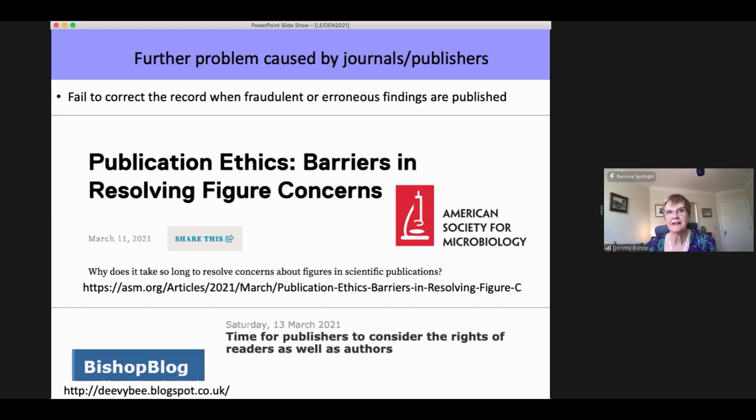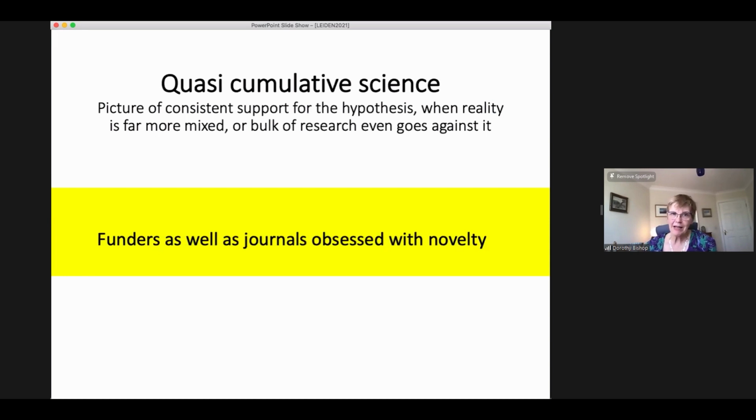I could have the next slide. So I have this idea that instead of having cumulative science, which is what I think we need, we've got what I call quasi-cumulative science, where, going back to that Nissen paper, you've got a picture of consistent support for a hypothesis when the reality is much more mixed, or even may go against it.